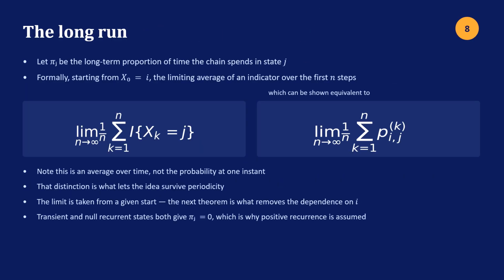In some cases, a Markov chain settles down in the sense that the long-term proportion of time it spends in each state stabilizes. We let pi sub j be the long-term proportion of time the chain spends in state j, and we actually define it more formally down here. And you have the sum from k equals 1 to n of the indicator function of x sub k equaling j. We divide by n and take the limit as n goes to infinity.